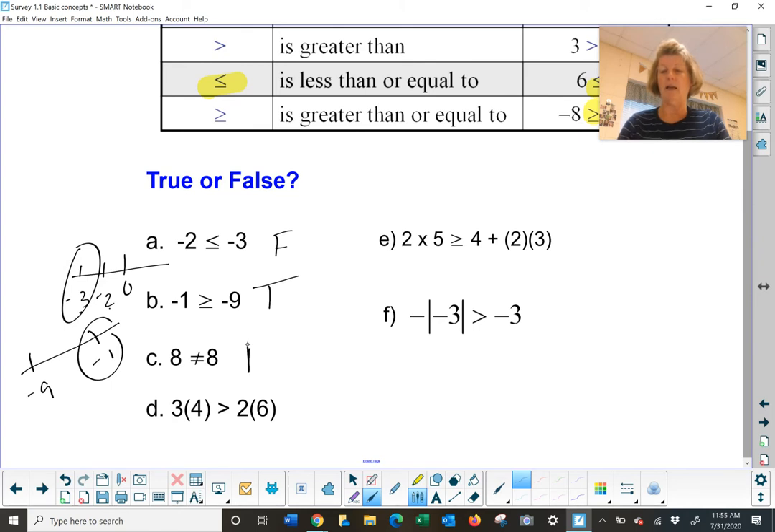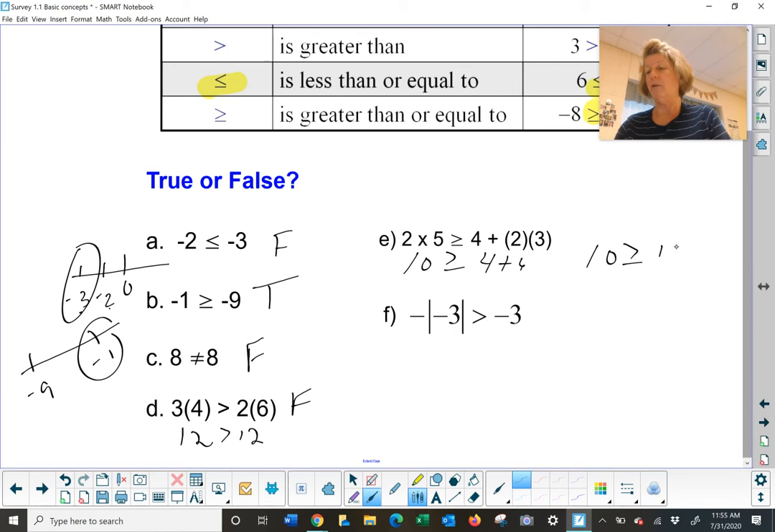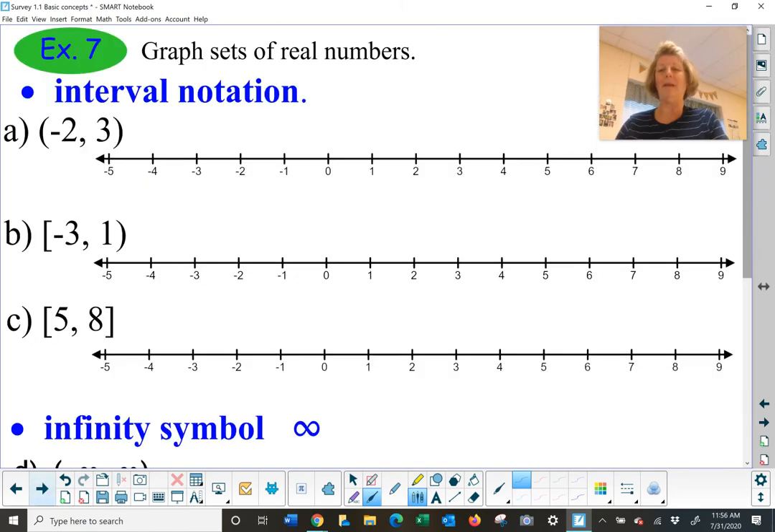8 is not equal to 8, that is false. Here, I've got to do a little bit of math first. 12 is greater than 12. Oh, we have to answer false because they are actually equal. A little bit of math calculating here. 10 greater than or equal to 4 plus 6. So I'm getting 10 greater than or equal to 10. Well, because we do have the equal sign, we can say true on this one. And this would turn out to be negative. Absolute value of 3 is negative 3 is greater than negative 3. That's definitely false. Hopefully you got 100% on that. Little quick quiz, right?